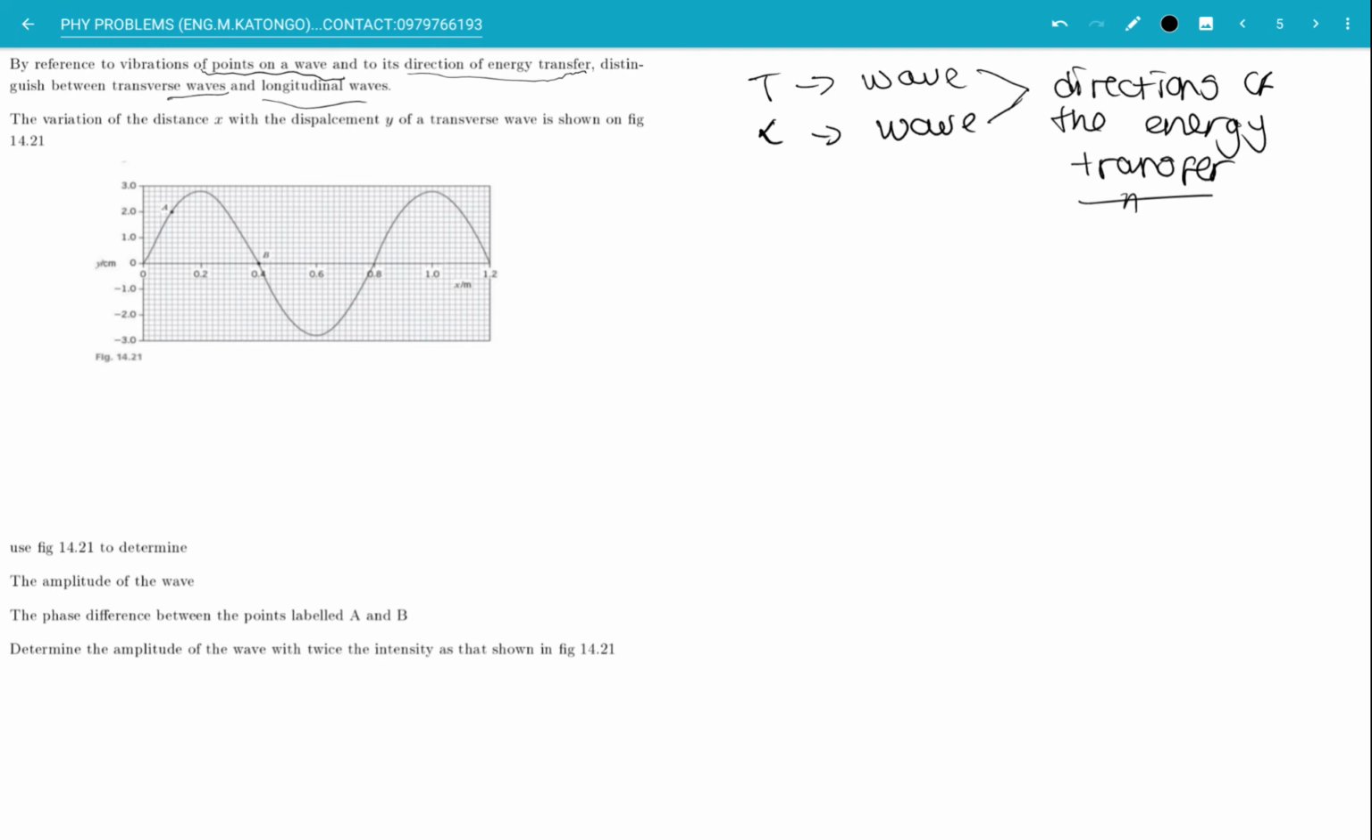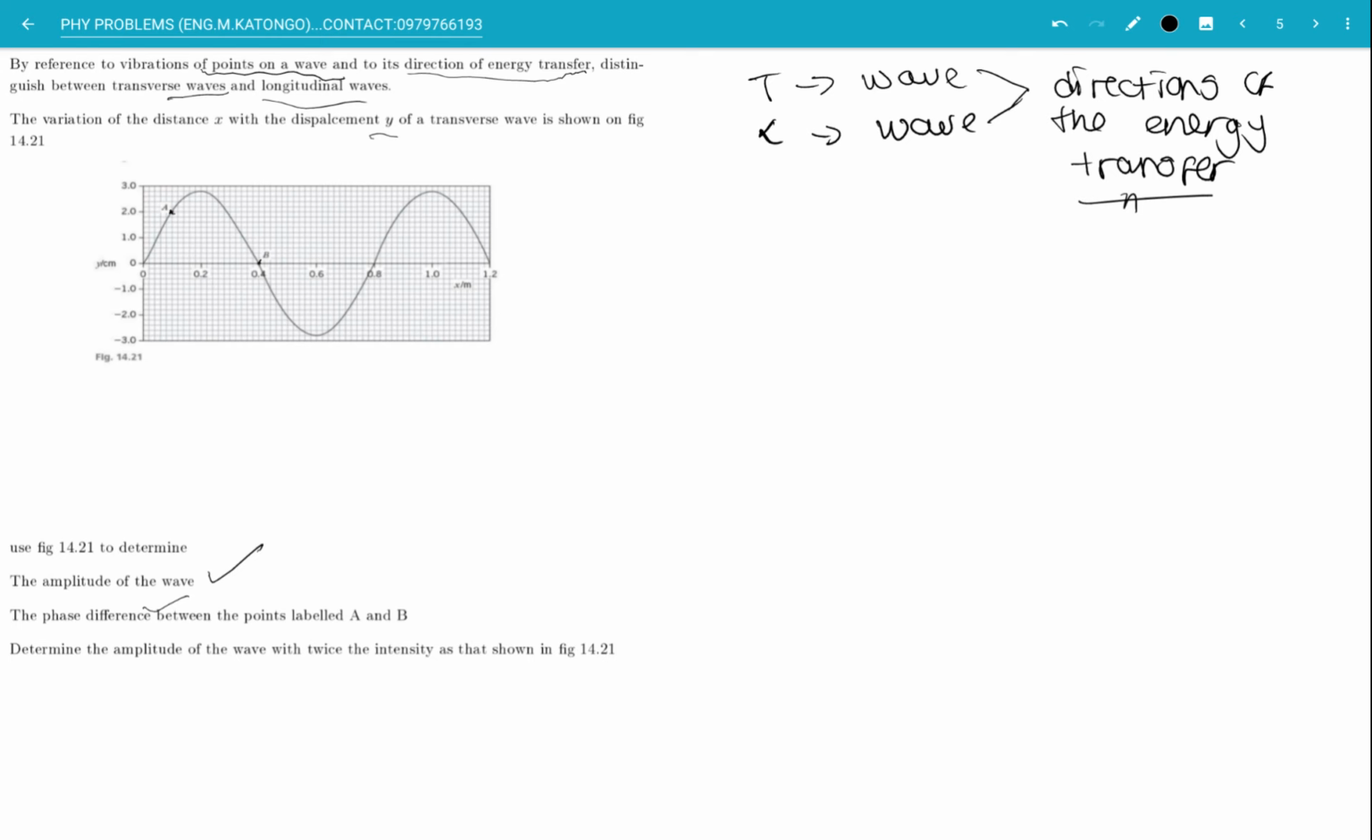Okay, so let's get to the other part of the question. The variation of the distance x with the displacement y of a transverse wave is shown in figure 14.21. Use the figure to determine the amplitude, the phase difference between point A and point B, and finally determine the amplitude of the wave with twice the intensity as that shown in figure 14.21. Let's begin by determining the amplitude.